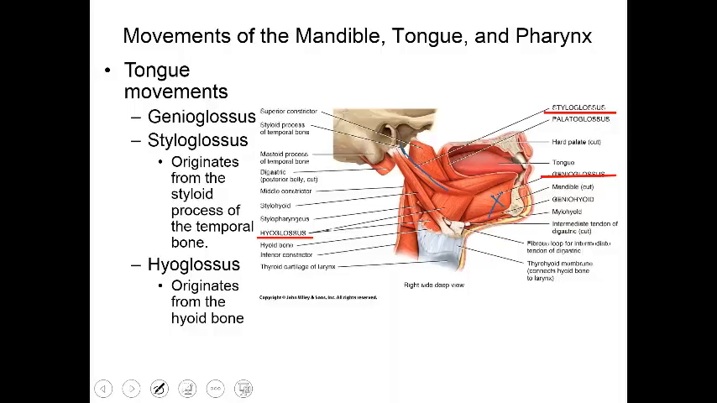The next muscle goes from the hyoid bone and goes over to the tongue. A lot of students tend to misspell this or mispronounce this as the hypoglossus, but it's not hypoglossus, it is hyoglossus. Hyo as in hyoid. And it's this guy right here. So the three tongue muscles are the genioglossus, the styloglossus, and the hyoglossus.